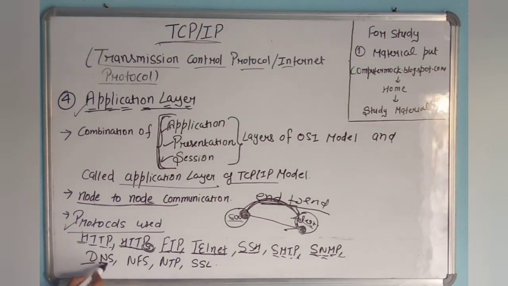DNS means domain name system. NFS means network file system. This is also a protocol. NTP means network time protocol. This is also a very important protocol. It is responsible for time to time delivery from source to destination. SSL means secure socket layer. So these are the important protocols that are used in the application layer of the TCP/IP model.